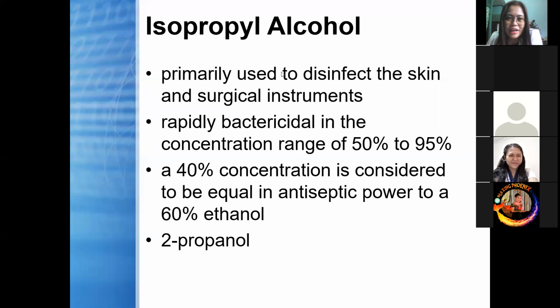Now the isopropyl alcohol that I mentioned earlier is used as an antiseptic on the skin, but it is a disinfectant for surgical instruments. This is a bactericidal agent, meaning it can really kill bacteria at a concentration range between 50 to 95%. I mean, its bactericidal action is rapid at those percentages. However, a 40% concentration is similar to 60% ethanol when it comes to antiseptic power. By the way, class, 2-propanol here is the IUPAC name of isopropyl alcohol.